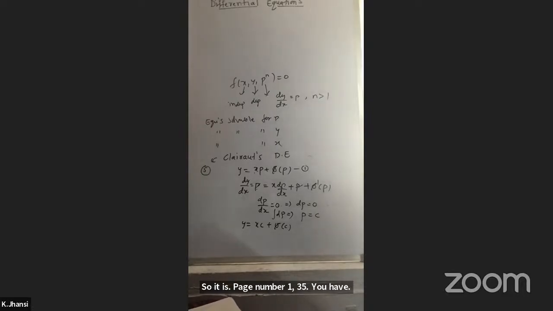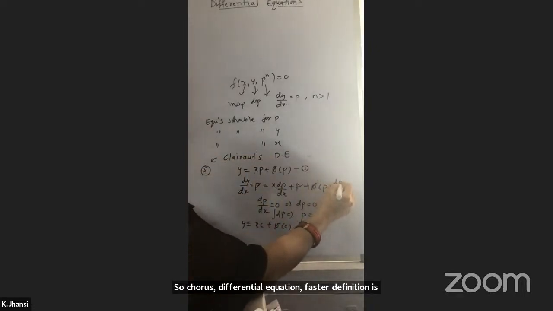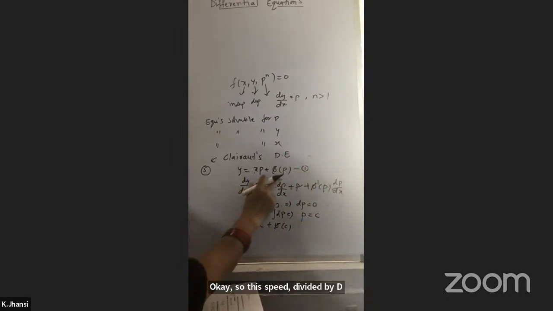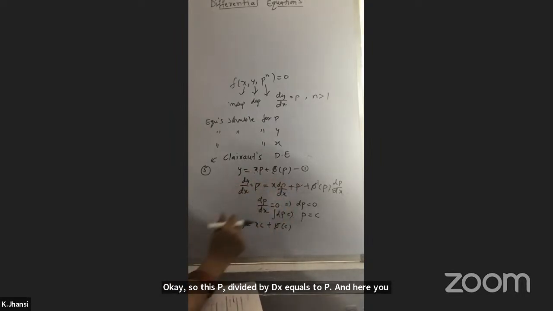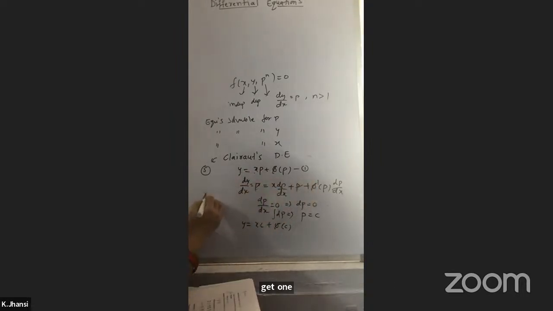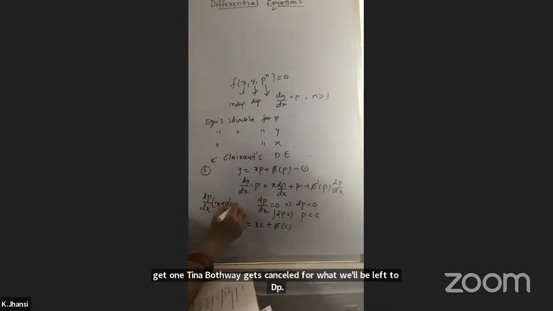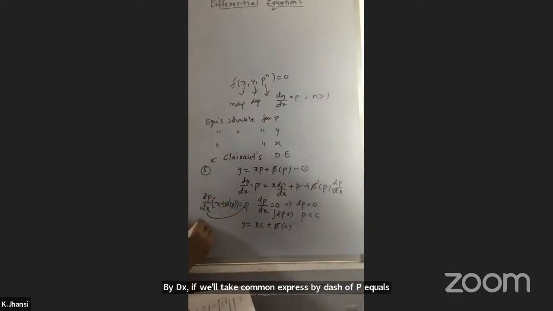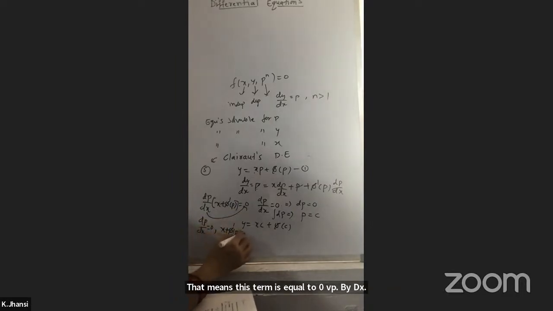So Clairaut's differential equation, first the definition is there: a differential equation of the form. So here also you get dp by dx. Okay. So this p, dy by dx equals p, and here you will get 1 p, no, both will get cancelled. So what will be left? dp by dx, if you take common, x plus phi dash of p is equal to 0. That means this term is equal to 0. dp by dx is equal to 0, comma, x plus phi dash of p equals 0.